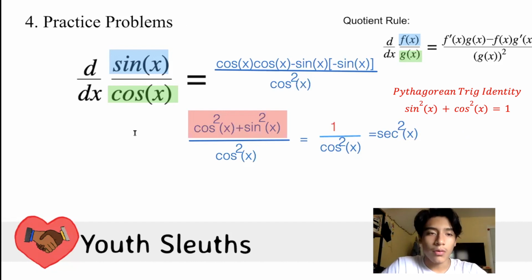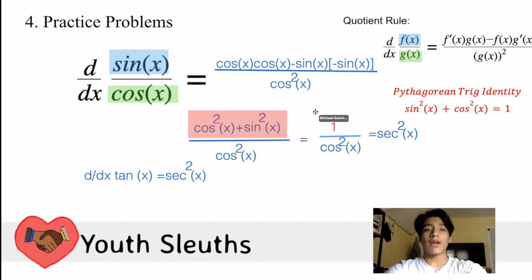Now, there's also an important thing we can notice. Remember that in pre-calc, we learned that tangent is equal to sine over cosine. So we just proved that the derivative of tangent is actually secant of x squared. Look at that.